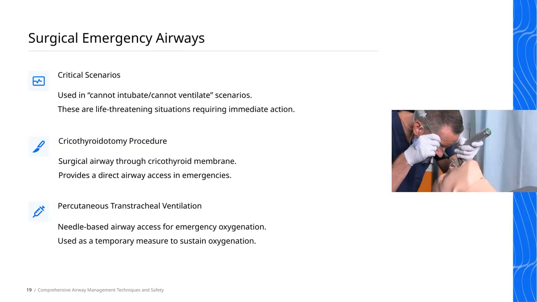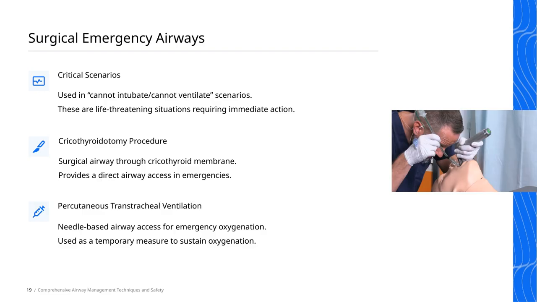Now, let's discuss needle-based airway access for emergency oxygenation. This technique is primarily used as a temporary measure to sustain oxygen levels when more definitive airway management isn't immediately possible. It's a quick and effective way to buy some time in critical situations. Moving on, percutaneous transtracheal ventilation involves creating a surgical airway through the cricothyroid membrane. This method provides a direct airway access point in emergencies, which can be life-saving when other methods fail.